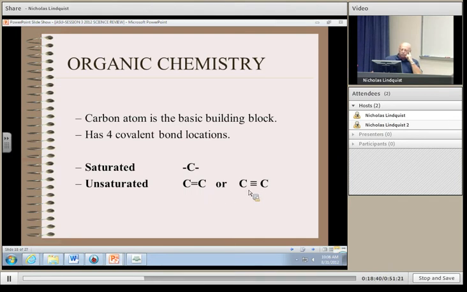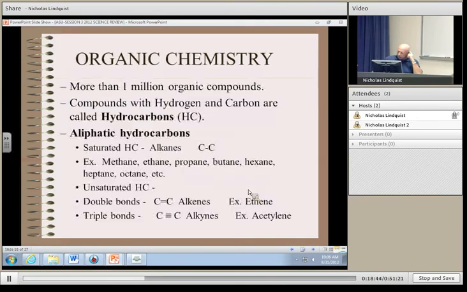There's more than 1 million organic compounds. When we deal with carbon and hydrogen compounds, they are going to be referred to as hydrocarbons. And there's various forms of hydrocarbons. We've got aliphatic hydrocarbons. A saturated hydrocarbon is going to be referred to as an alkane, A-N-E-S, in the ending. That tells us that that chemical is going to have a single bond.